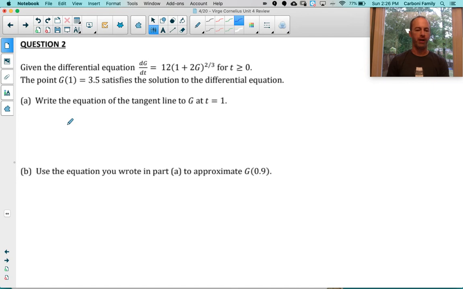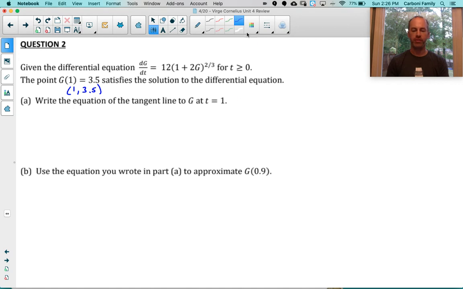This one's going to be a lot quicker. We have a differential equation. Here, the point g of 1 equals 3.5 satisfies the differential equation. I'm going to write that as an ordered pair. I don't know why. It just makes me feel better. It feels like I'm doing something.